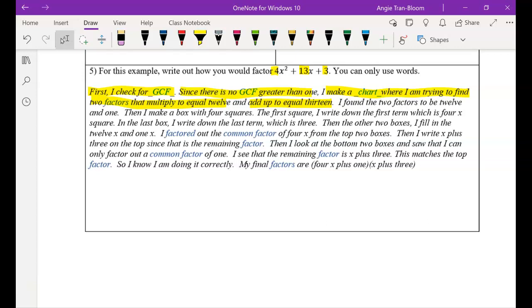Notice I'm using all the vocabulary. Then I look at the bottom two boxes and saw that I can only factor out a common factor of 1, and the remaining factor is x plus 3. This matches the top factor, so I know I'm doing it correctly. My final factors are 4x plus 1, and I'm using the quantity here, times x plus 3. So now if you use guess and check, spell that out in the guess and check way. If you factor by grouping, then do that same way, okay?